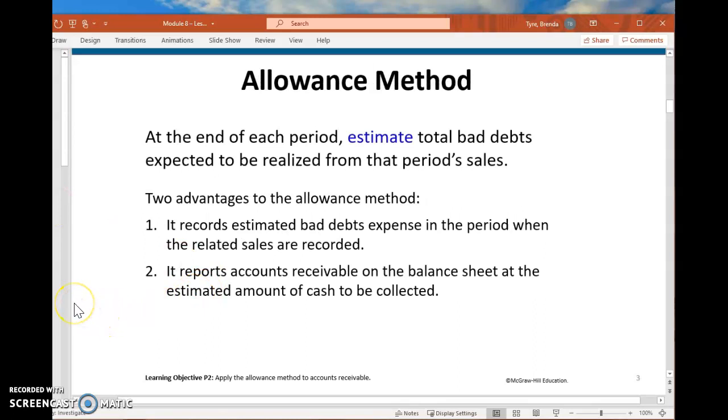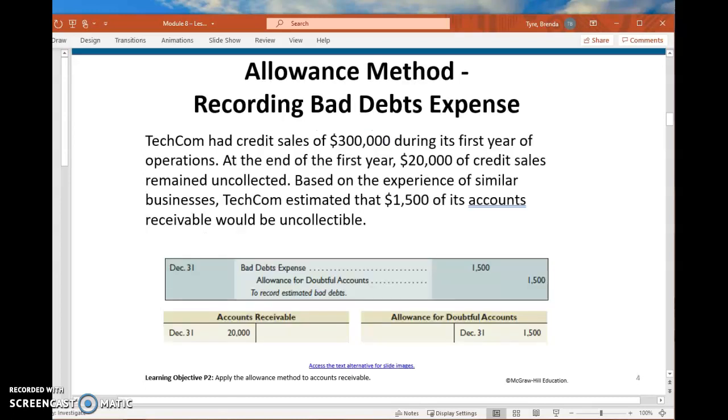The allowance method allows us to record bad debt expense in the period when the sales occur. At the end of the last lesson, remember I mentioned that the direct write-off method is not in accordance with generally accepted accounting principles because it doesn't hit the matching principle if you have large accounts receivable.